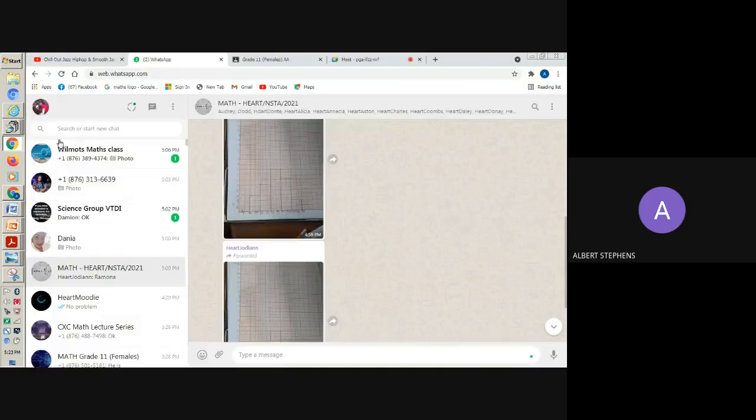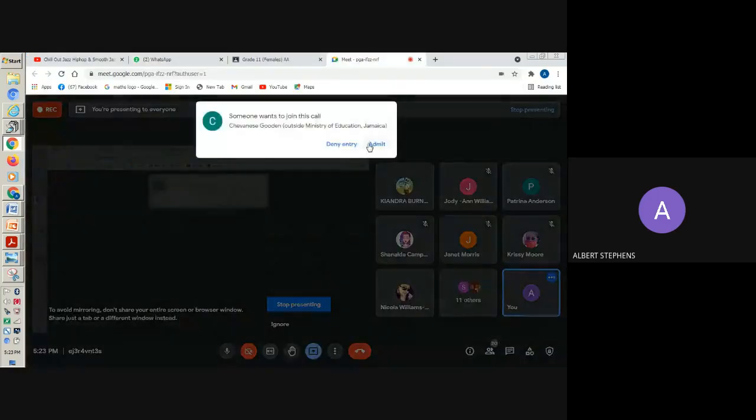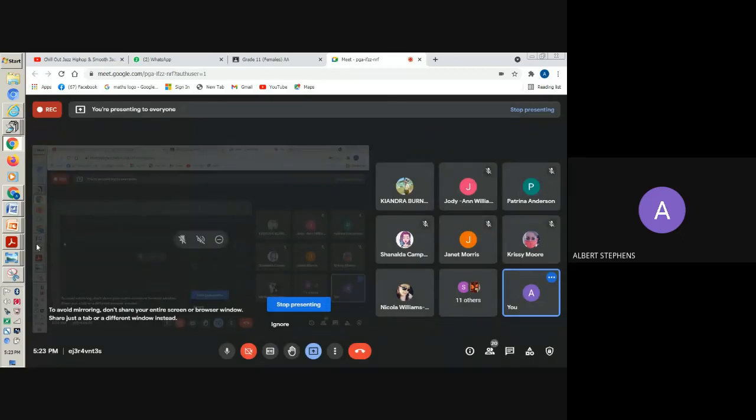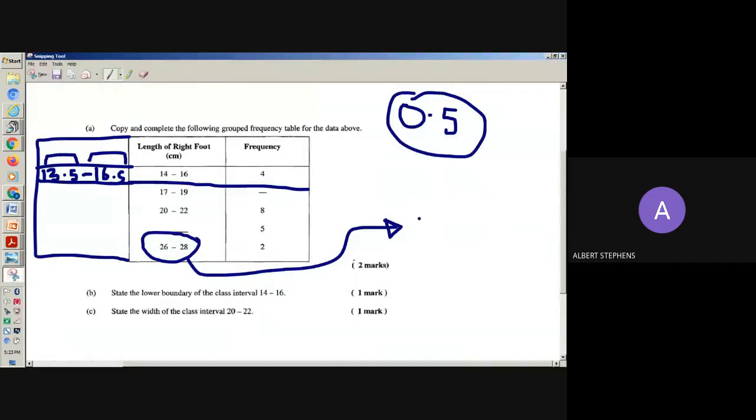No answer? All right. Class, the upper boundary would be what? 28.5. And the lower boundary would be what? 25.5. 0.5.